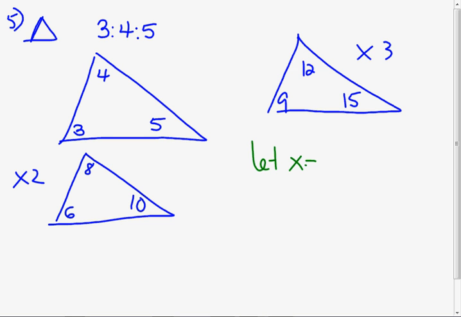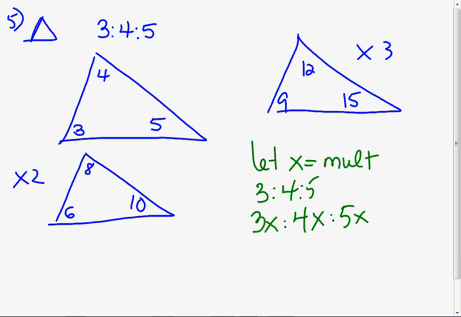Let x equal the multiple. Then what would the ratio look like? 3 to 4 to 5. Any multiple of those will be 3, 4, 5. 3x to 4x. And I don't think you've seen a problem like this before. To 5x.